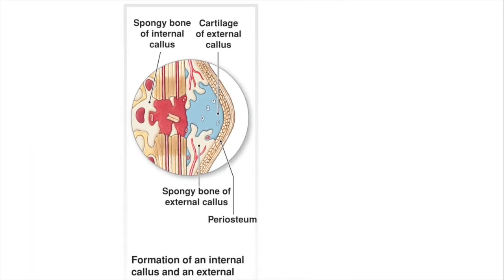Next, cells of the endosteum and periosteum are going to undergo rapid division and migrate into the fracture zone. An internal callus, which is a network of spongy bone, forms. So, spongy bone internal callus forms. And an external callus of cartilage and bone encircles and stabilizes the outer edges of the fracture. So this external callus is more cartilage at first.